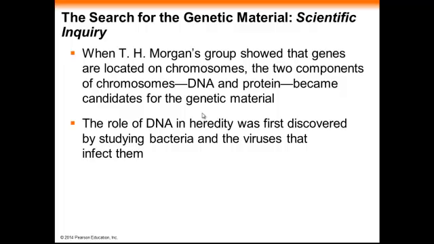Morgan showed that genes were located on chromosomes, but chromosomes are made up of both DNA and protein, so it was hard to say which one was responsible for heredity or which one was the genetic material. So this role of DNA in heredity was first discovered studying bacteria and viruses.